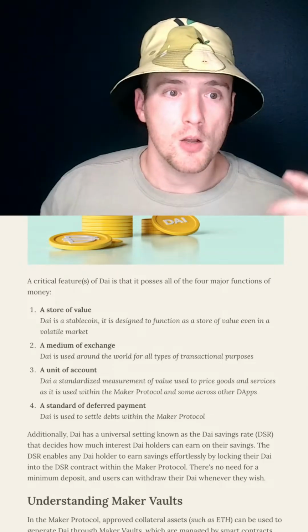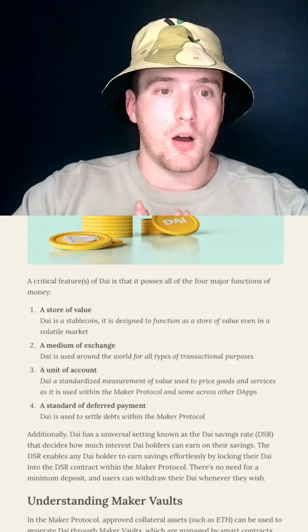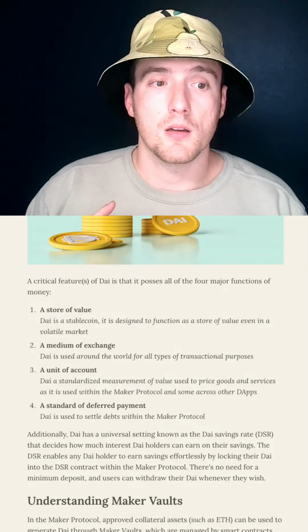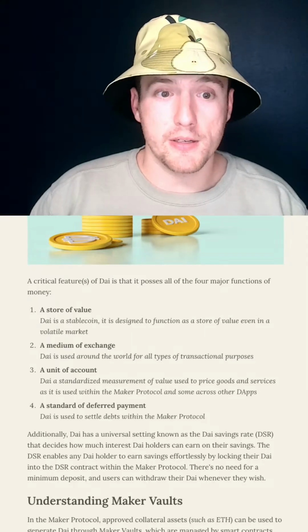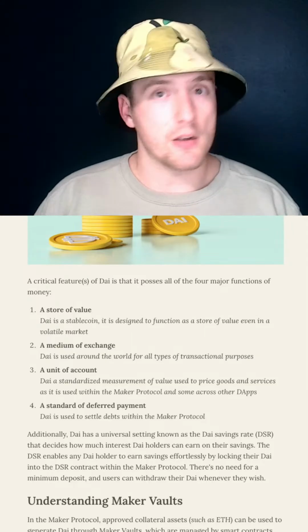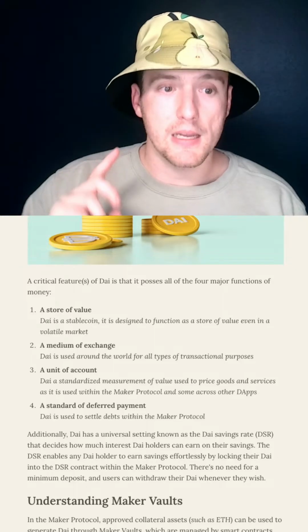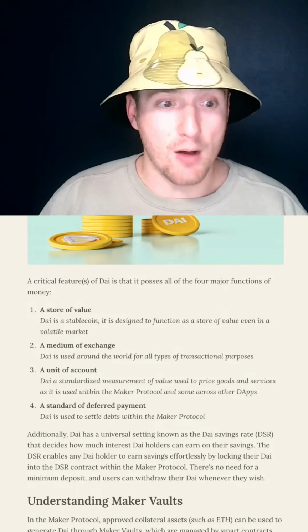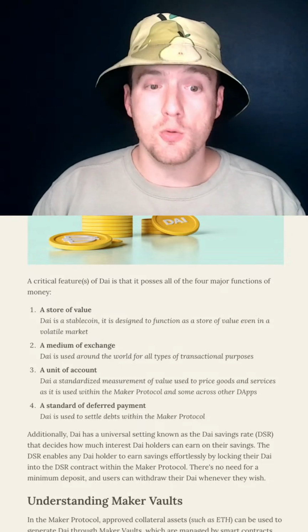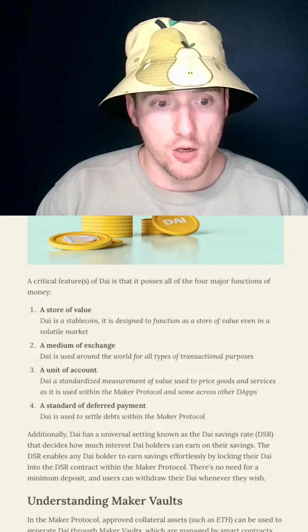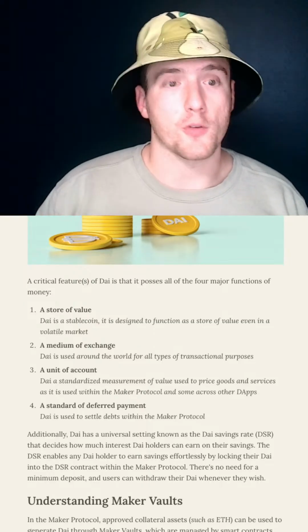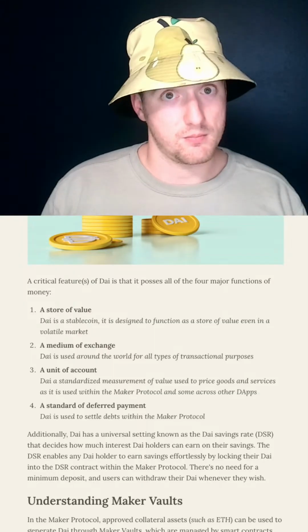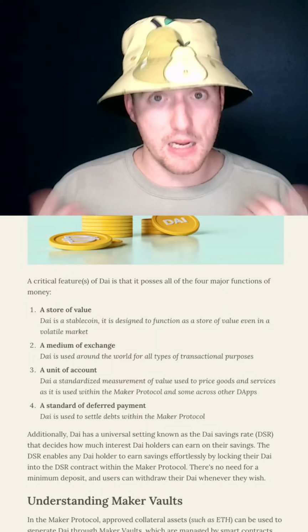Critical features of DAI is that it possesses all of the 4 major functions of money. So DAI possesses a store of value. It's a stablecoin. It is designed to function as a store of value, even in a volatile market. It's a medium of exchange. It's used around the world for all types of purposes. It's a unit of account. It's a standardized measurement of value used to price goods, just like the US dollar. And it's a standard of deferred payment. DAI is used to settle debts within the Maker protocol because Maker makes DAI.